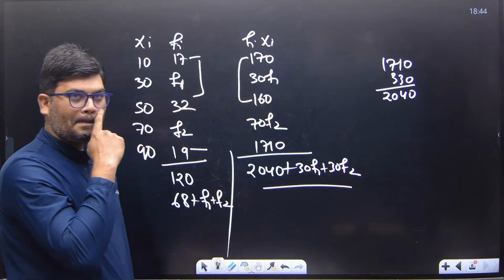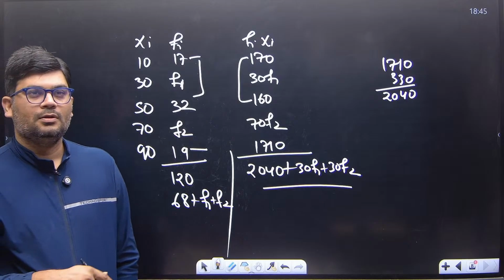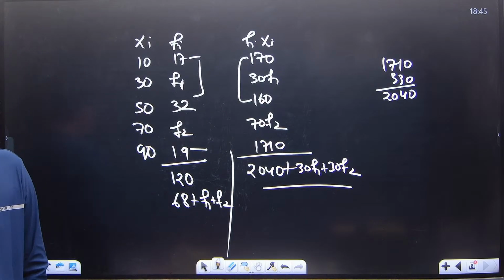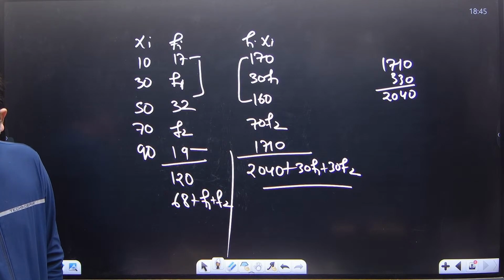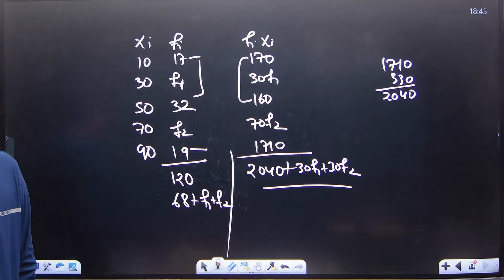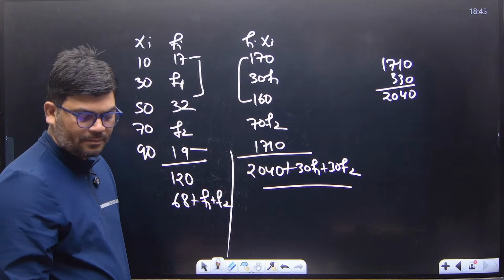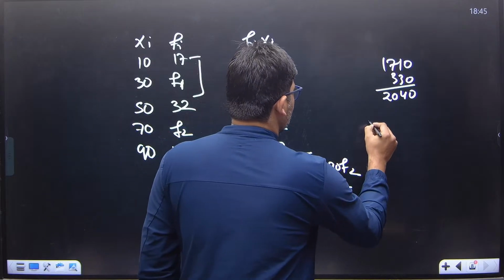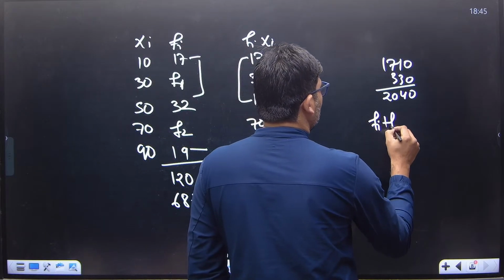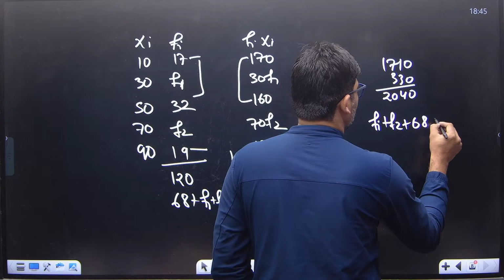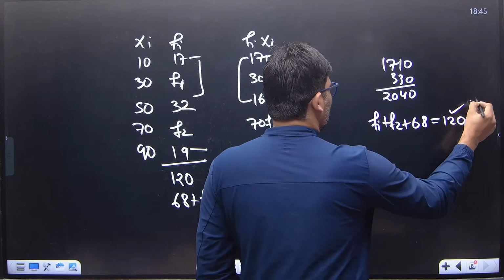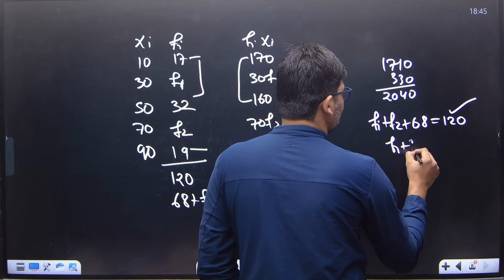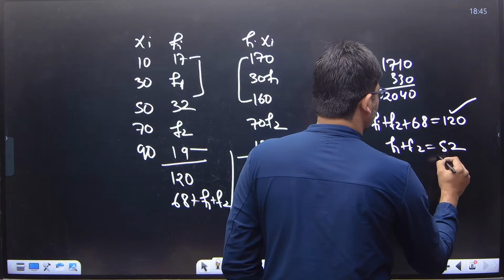Are you getting it? Yes. So how many variables are there? Two variables. So we need to have two equations, then only we will be able to solve it. So what are the two equations? The first equation will come from f1 plus f2 plus 68 is equal to 120, which is already given to us. So f1 plus f2 is equal to 52.